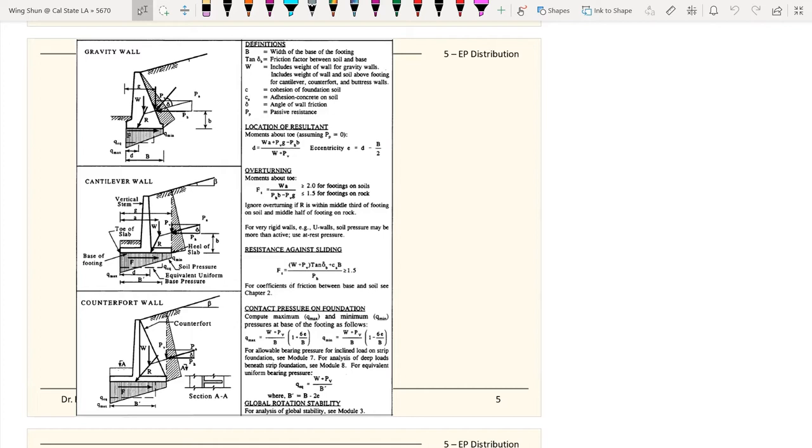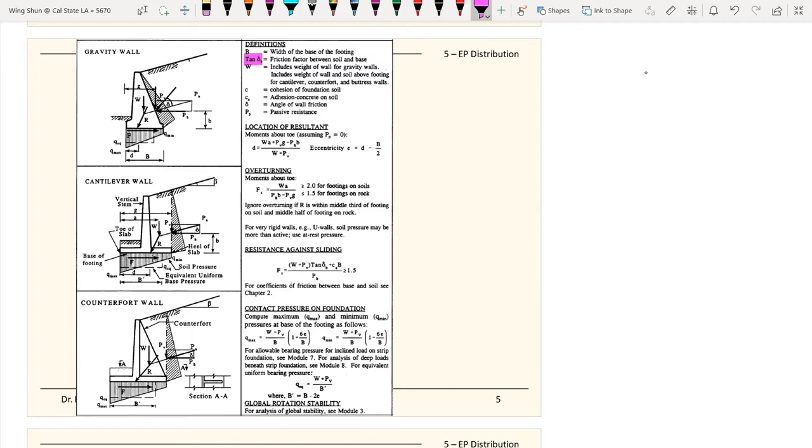So B stands for the width of the base of the footing, and this friction angle, tangent delta sub B, is the friction between the soil and the base. So it is describing the friction at the bottom, which prevents the gravity wall from sliding, because you have a concrete slab, a kind of smooth surface, and the friction is provided by the soil. Because now it's not soil to soil.